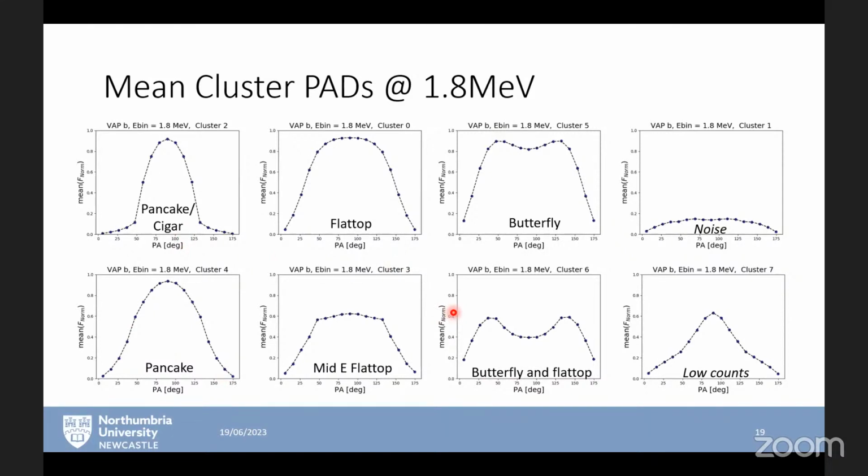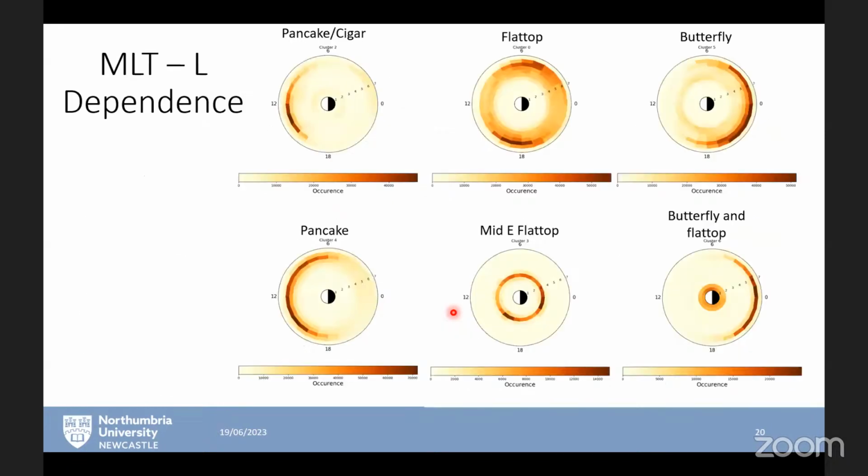So now that we know that we have 6 scientific pitch angle distributions to consider, we then wanted to see where these clusters were in space. And to do so, we plotted MLT versus L, with the colour representing the occurrence of the observations.